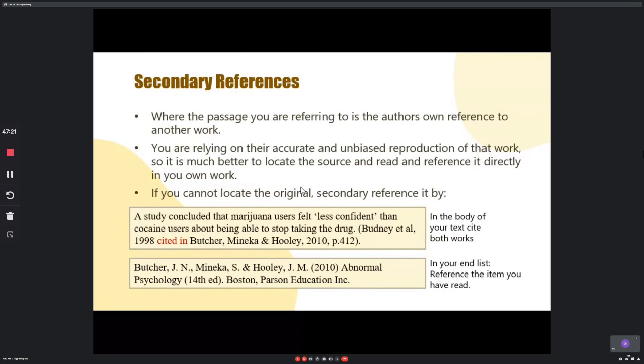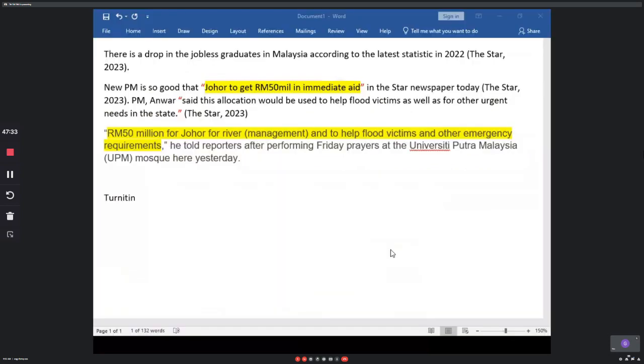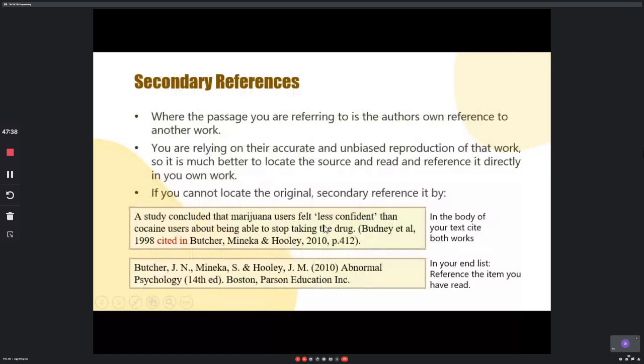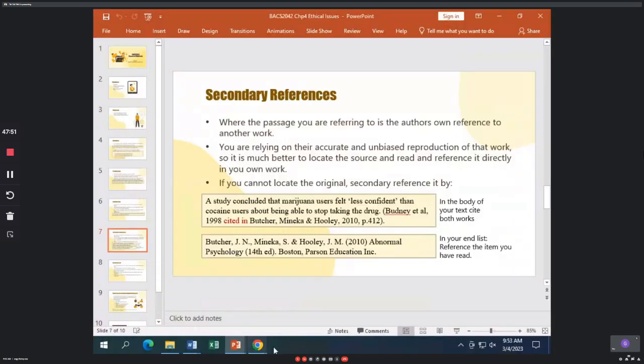All right, let's take a look at another term, which is called secondary references, which I do not encourage you all to do. I don't encourage you all to do this, right? I will need to show you the exact example. It's a reference in another reference article. A reference in another reference article.